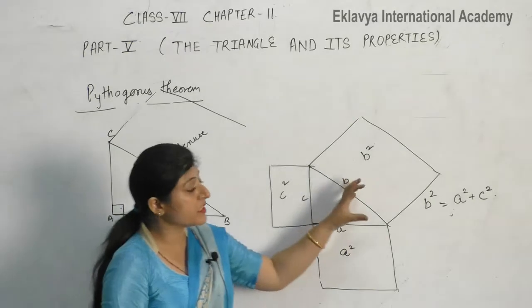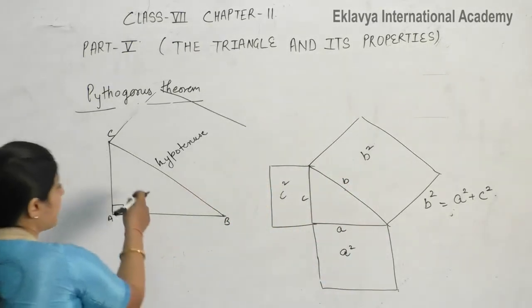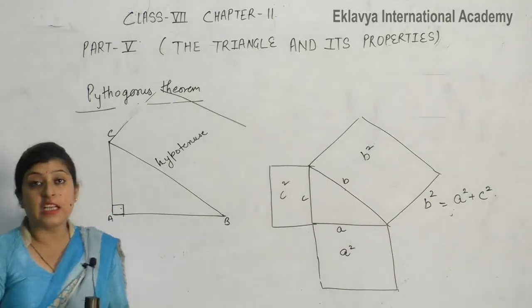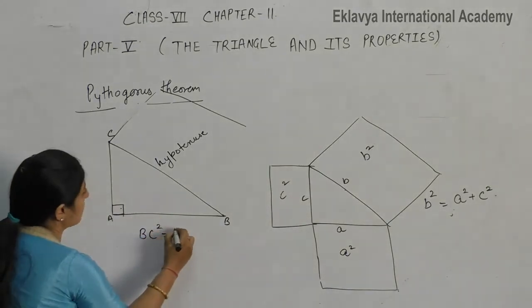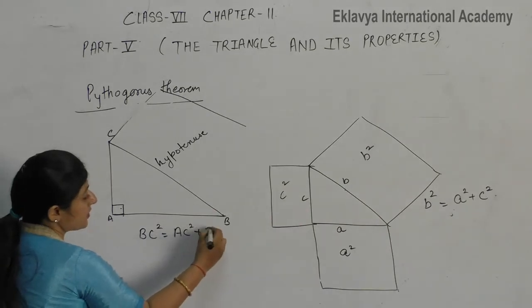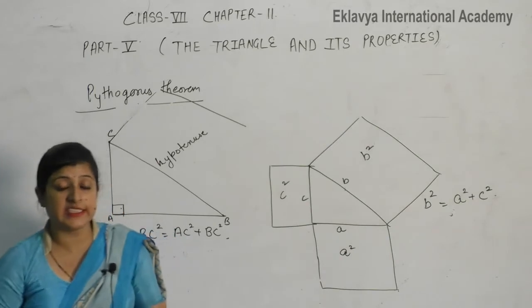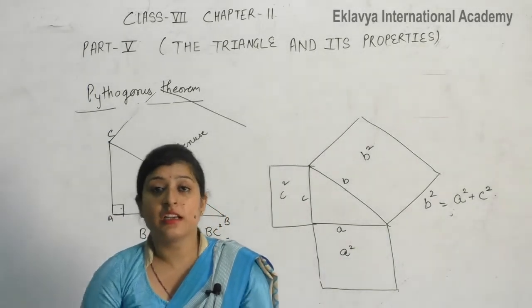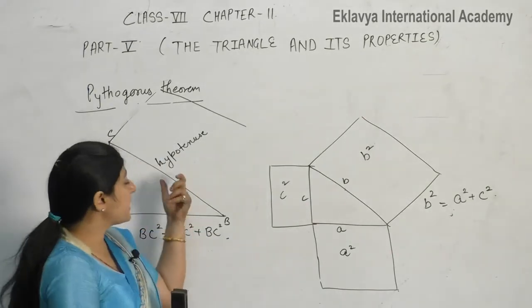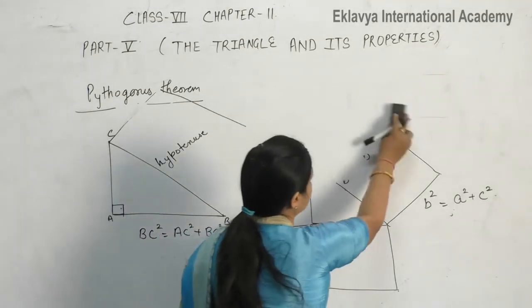That's why from this we find the concept of the Pythagoras theorem: in a right angle triangle, the square of the longest side is equal to the sum of the squares of the other two sides. These are sometimes called the legs of a right angle triangle. And this longest side is the hypotenuse. And one more thing, see.